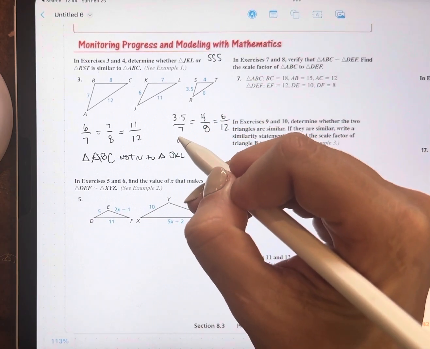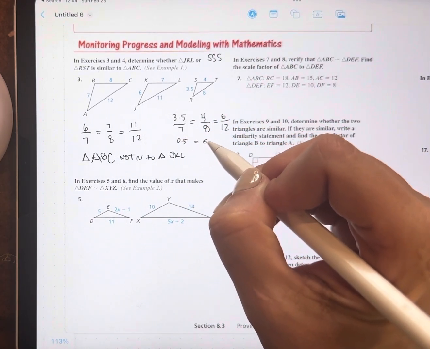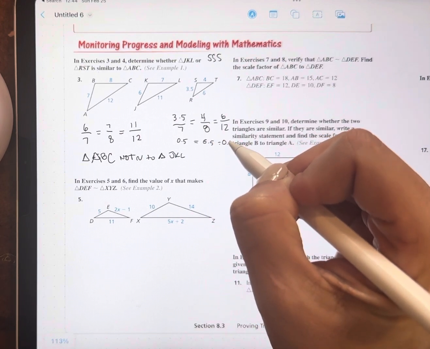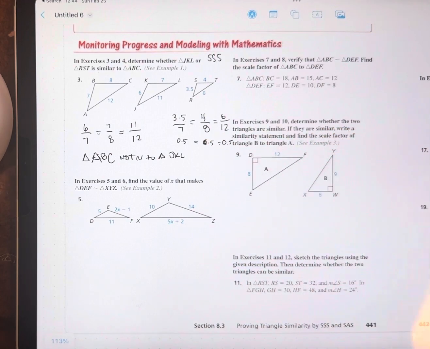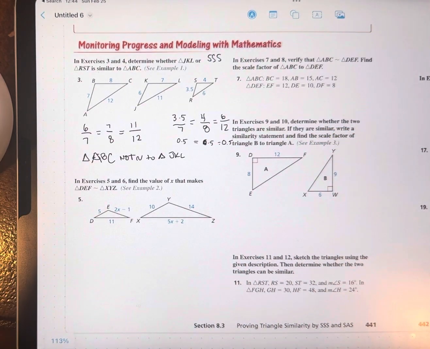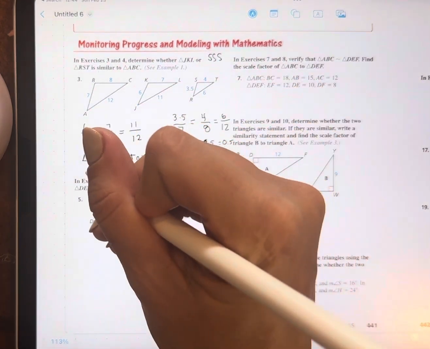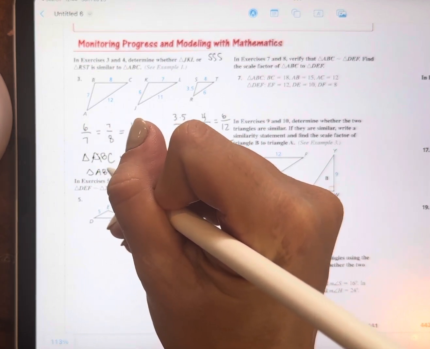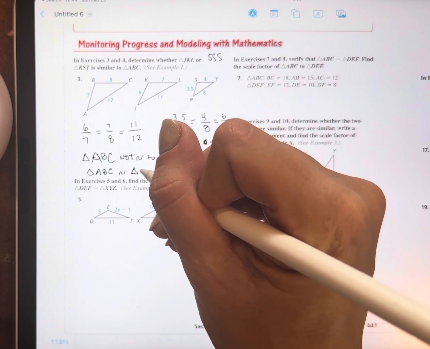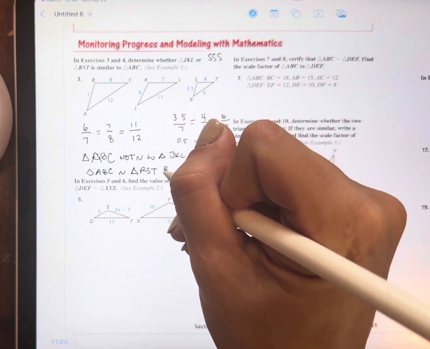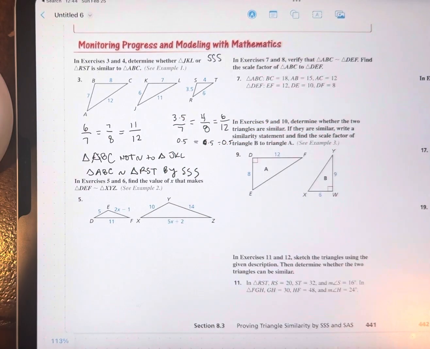Type them all into your calculator and you get 0.5, 0.5, 0.5. These 3 are all completely identical. Which means that triangle ABC is similar to triangle RST, and that is by SSS.